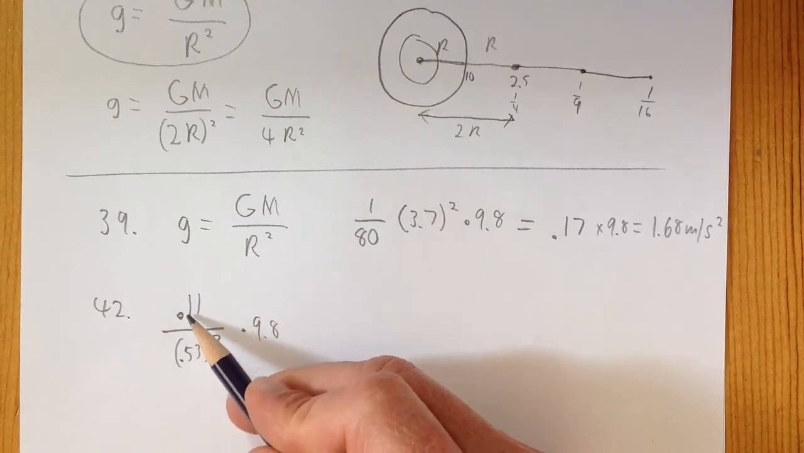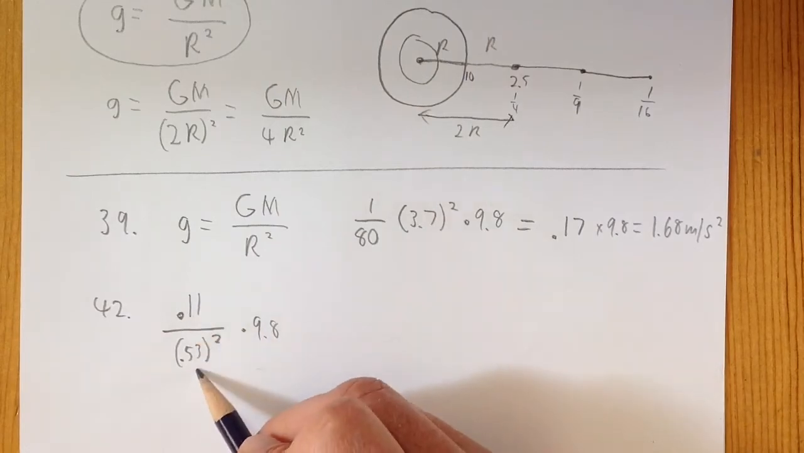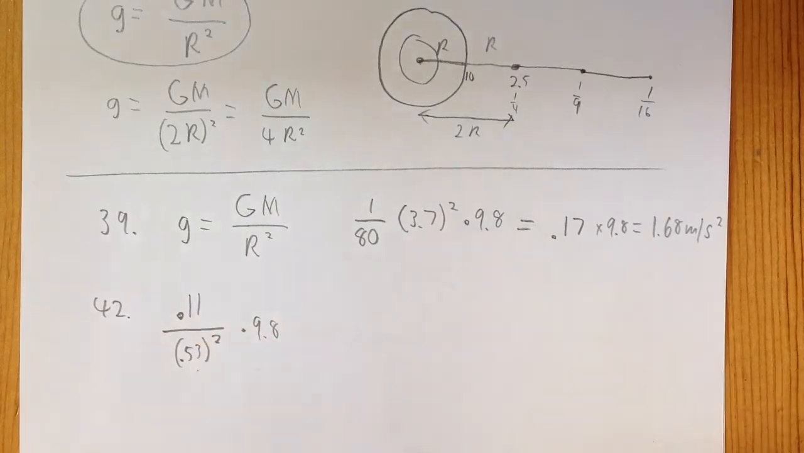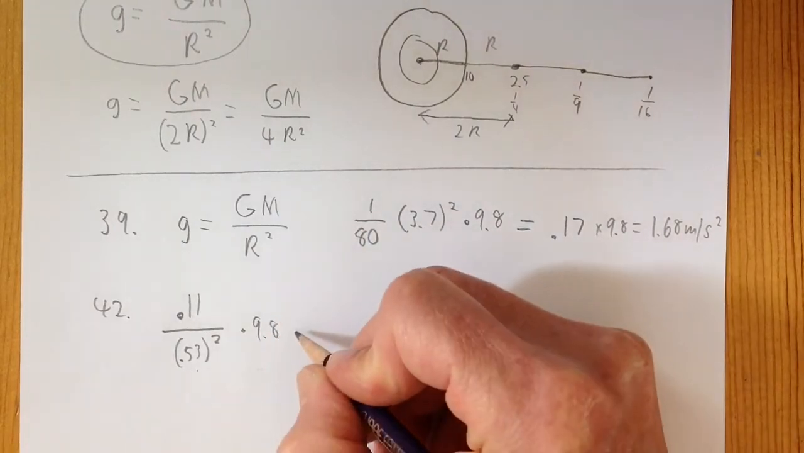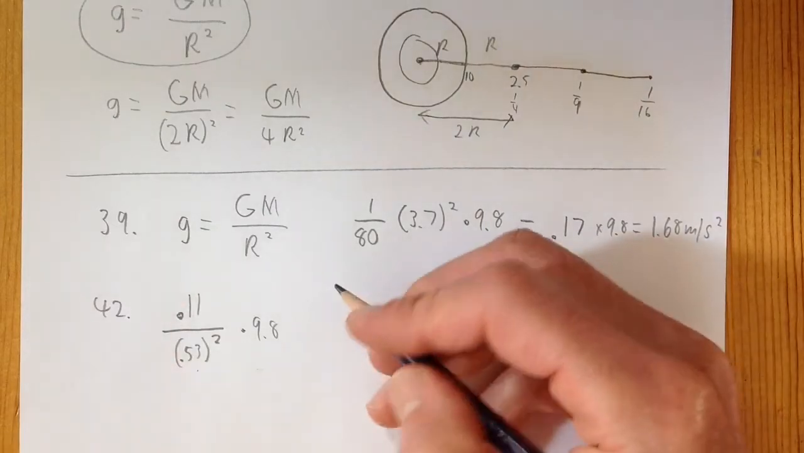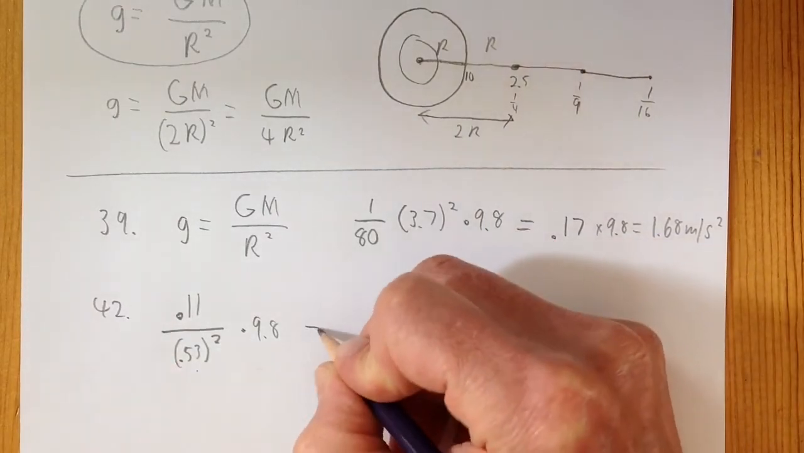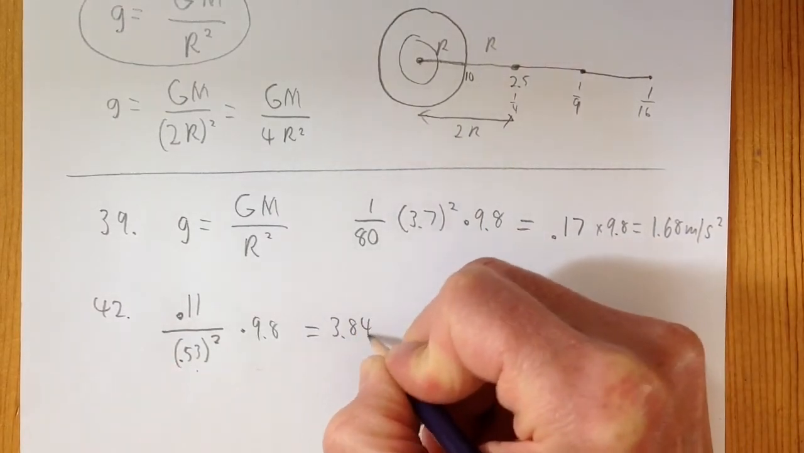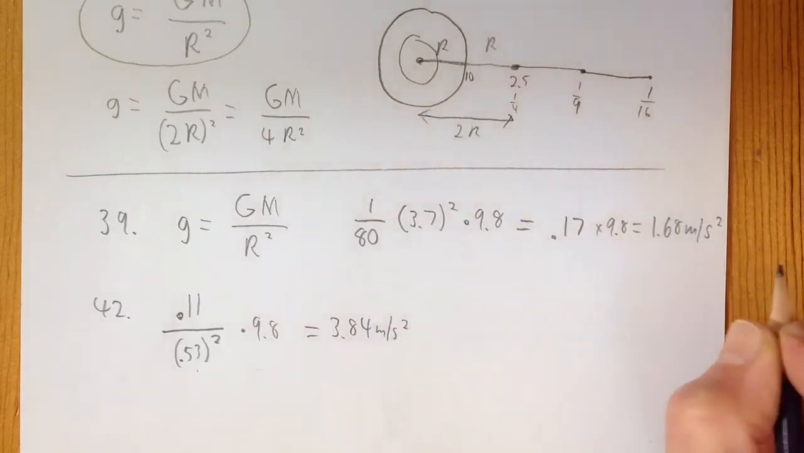So we know that the 0.11 needs to make it smaller. We know this has to make it bigger. So we divide by it, that makes it bigger. So I go 0.11 divided by 0.53 divided by 0.53, and I get 0.39, so I go times 9.8, so about 3.84 maybe. 3.84 meters per second squared is g on Mars.